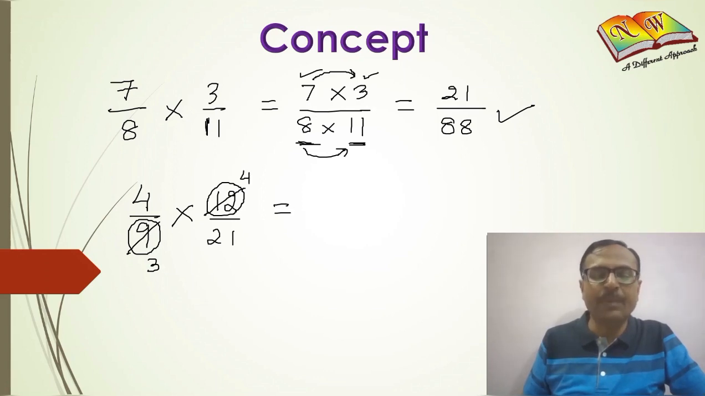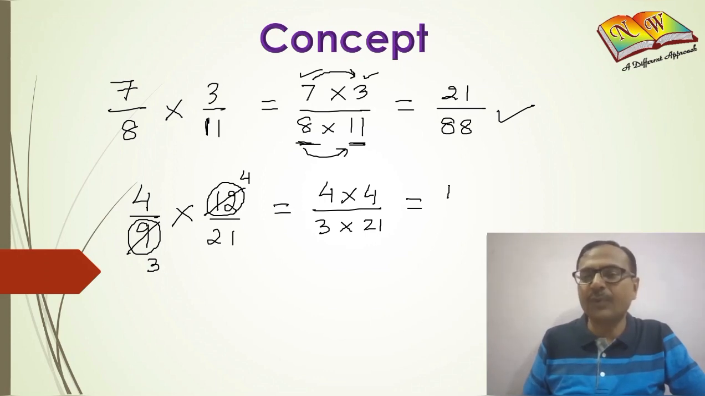And the remaining problem is 4 times 4 in the numerator and 3 times 21 in the denominator, and now there are no more common factors. 4 and 4, they are even, and 3 and 21, they are odd. So no common factors. So 4 times 4 is 16 and 21 times 3 is 63, which gives us the desired result.